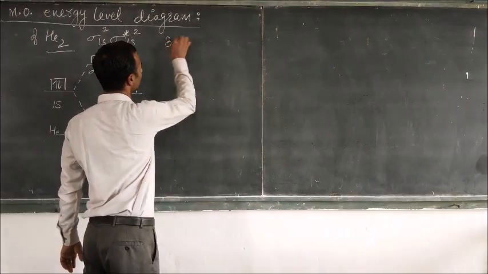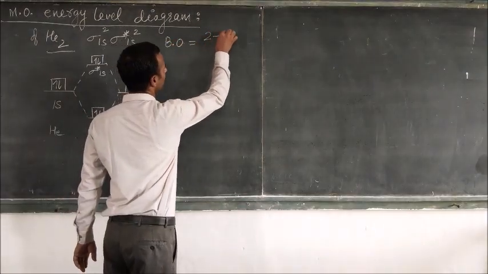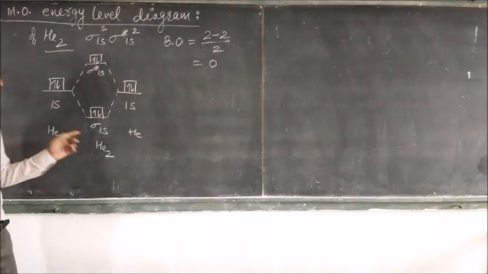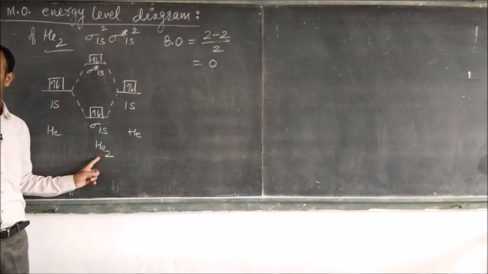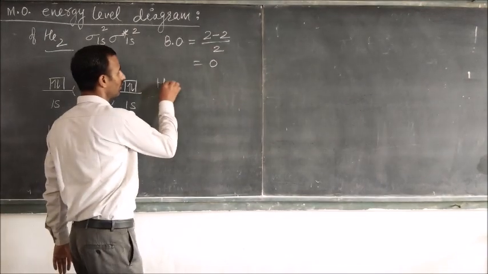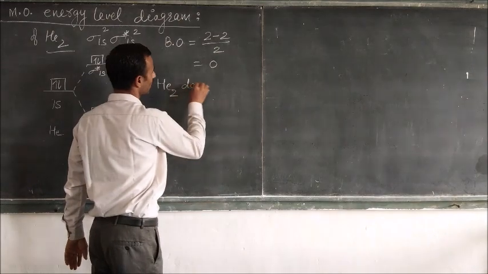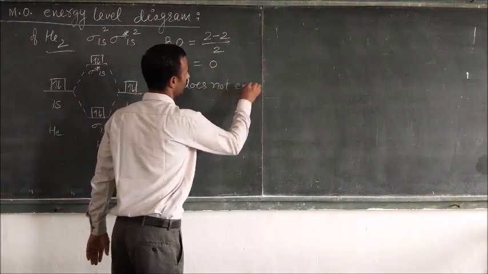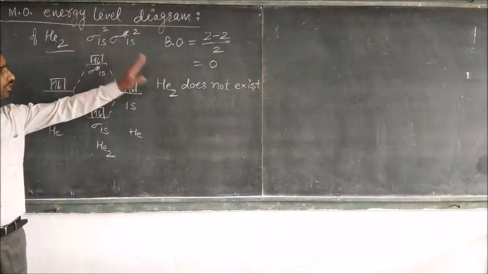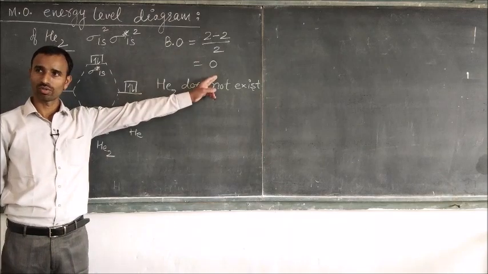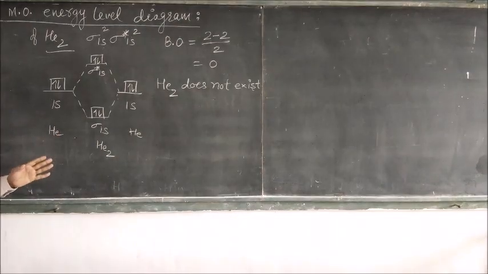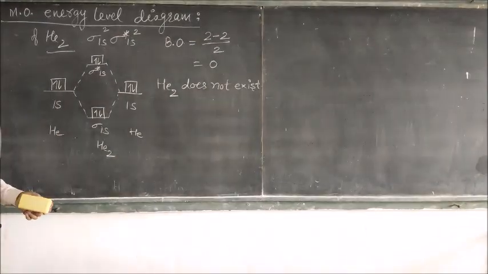So, what is the bond order? Bonding minus anti-bonding is 0. It means there is no bond between helium atoms. That's why helium 2 does not exist. अगर question आए कि why helium 2 does not exist, so as per molecular orbital theory, the bond order of helium 2 is 0. That means there is no bond between helium atoms. That's why helium 2 does not exist. Okay.